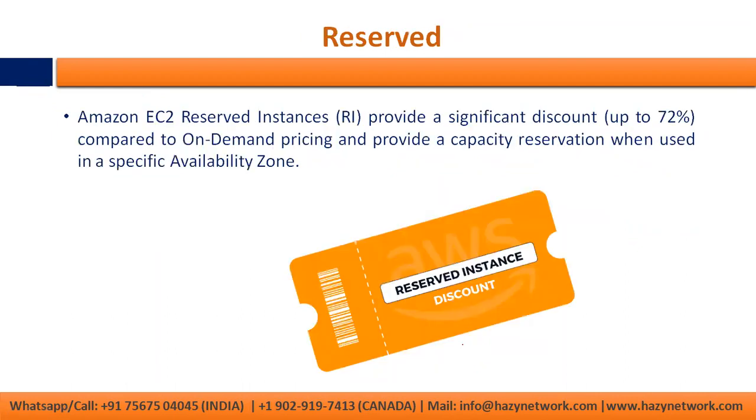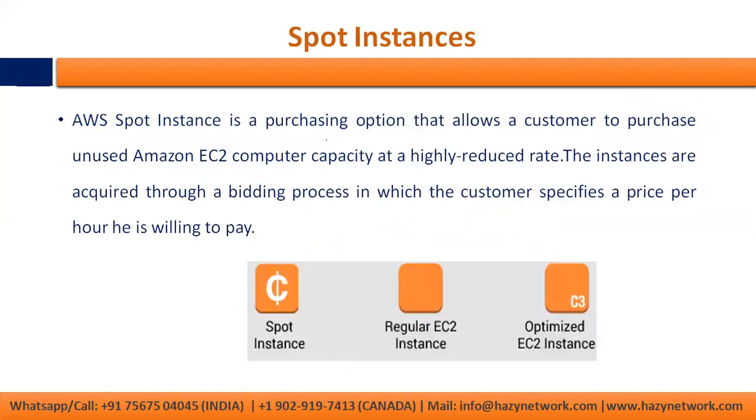Now this is reserved. Reserved means what? Discount. You are reserving something for a long time. Here you can see Amazon EC2 reserved instances provide a significant discount up to 72%. This is the official number mentioned on the Amazon website. Correct. Compared to on-demand pricing, and they provide a capacity reservation when used in a specific availability zone. That means, in short, you are reserving something.